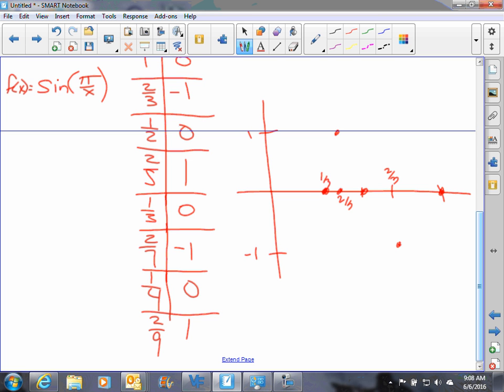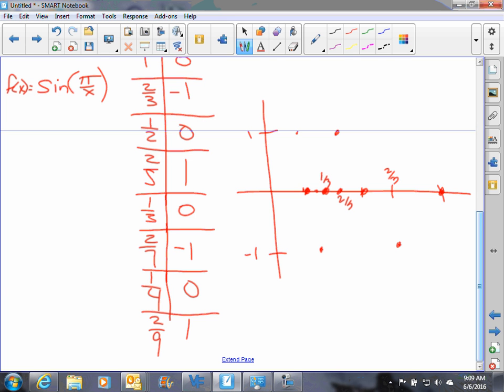And then we go 2/7, which is going to be pretty close here. That's -1. And 1/4, probably here. We're back at 0. And then 2/9, maybe here. We're up here.